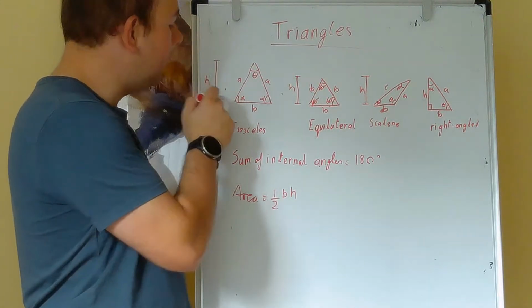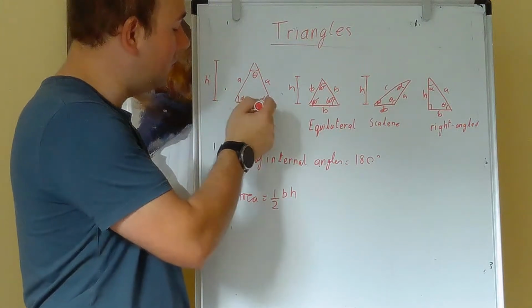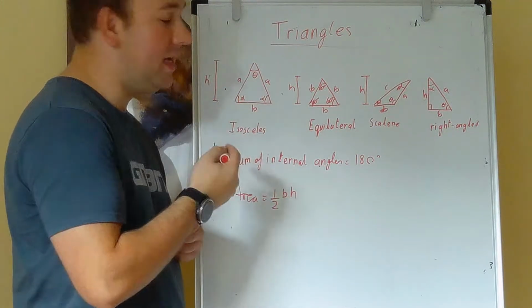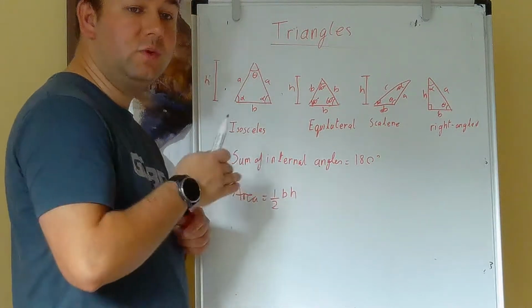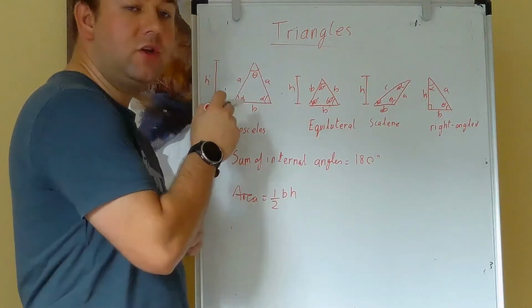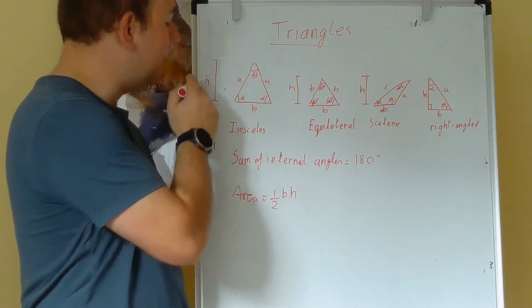The base here I've called B. That's why I've called this dimension along the bottom B, because I'm calling that the base. The base is any of the sides which forms a horizontal. And if you go from the horizontal to the highest point of any triangle, you get the height, which I'm calling H here.